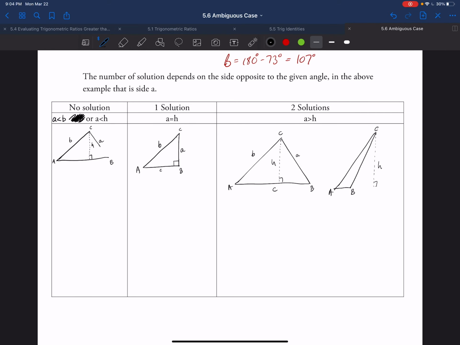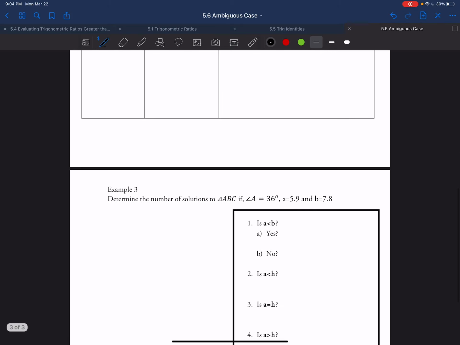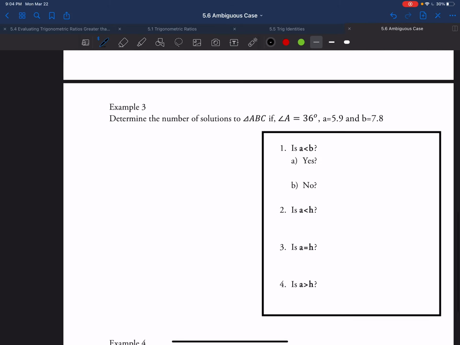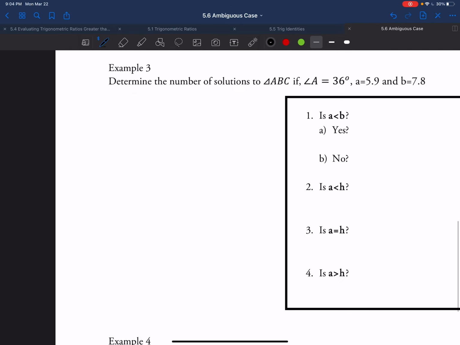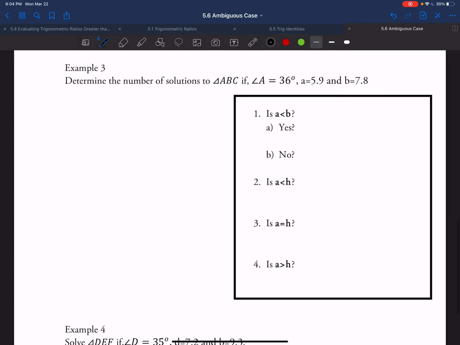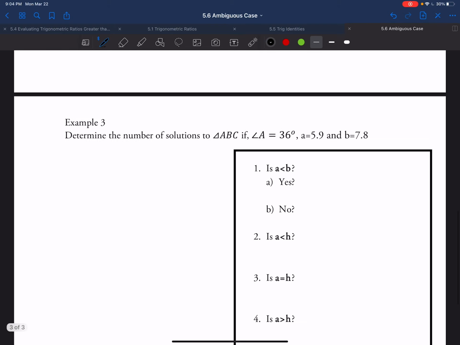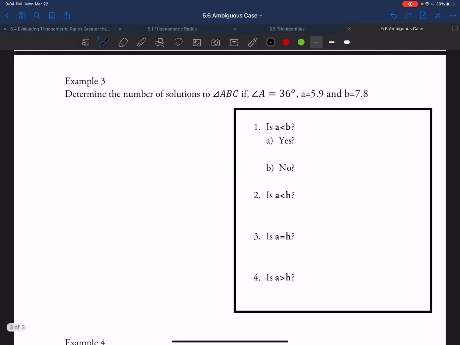You don't really have to even think about that. What we're really only going to do is look at the information that we're given and think, can I do more than one triangle? So two questions left. I'm not going to complete the questions. I'm just going to show you if it's the ambiguous case or not.